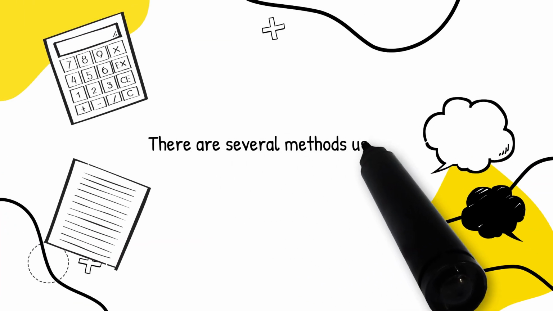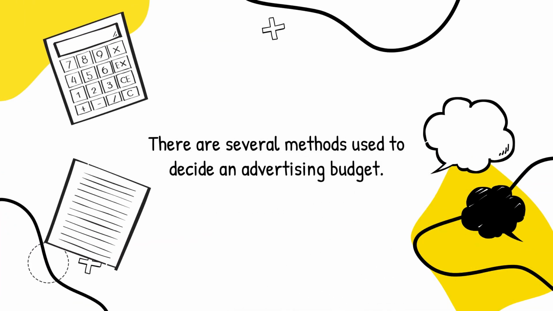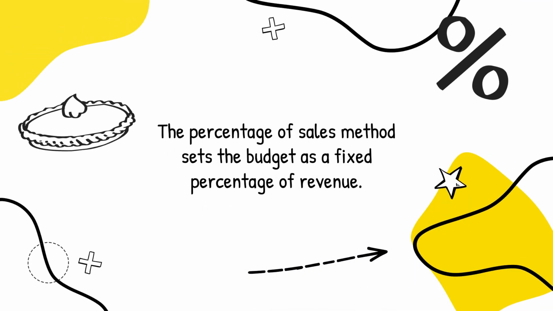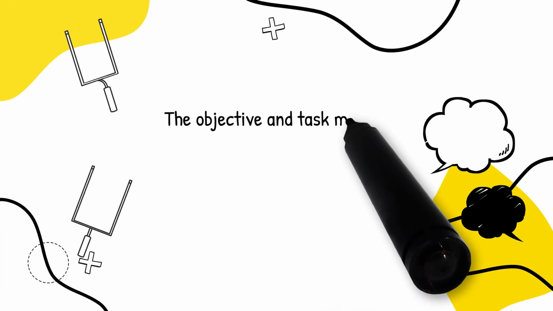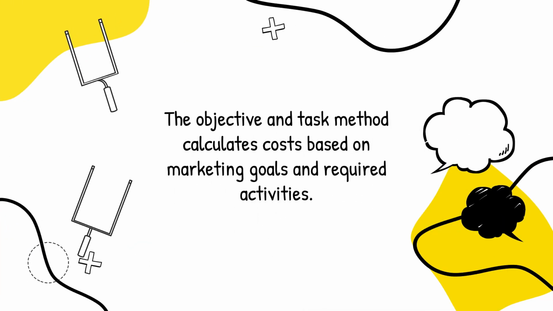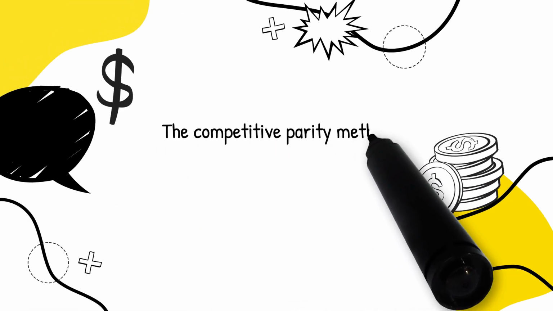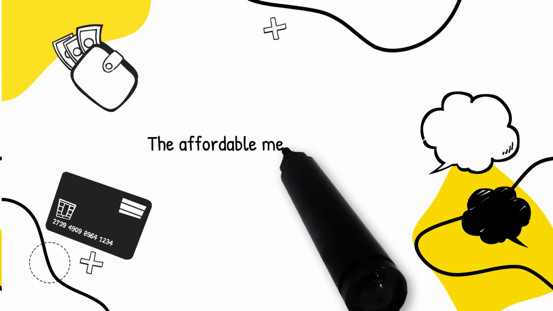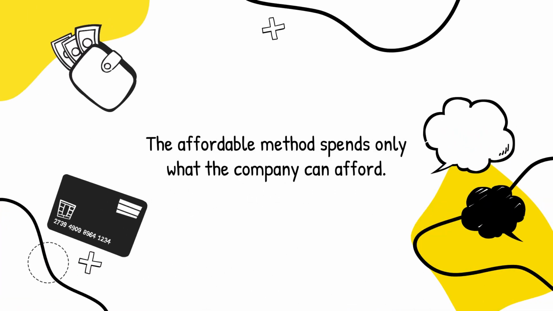There are several methods used to decide an advertising budget. The percentage of sales method sets the budget as a fixed percentage of revenue. The objective and task method calculates costs based on marketing goals and required activities. The competitive parity method matches competitors' advertising spending. The affordable method spends only what the company can afford.